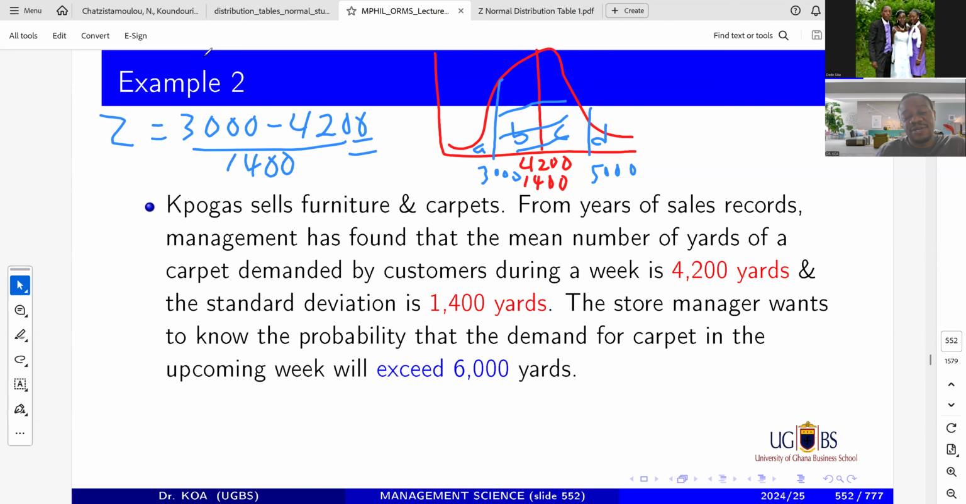3,000, the mean is 4,200. So obviously, this is because it is on the left of the mean. 3,000 is on the left of 4,200. That's why, when you calculate this, you are going to get negative 0.86. Remember that when you are reading this from the table, the negativity doesn't matter. So we get this value.